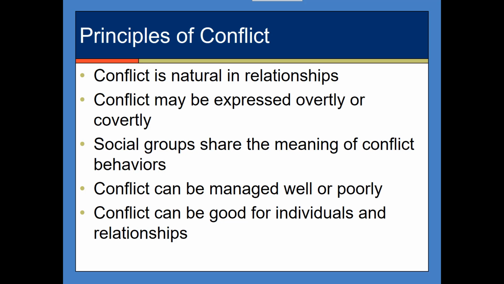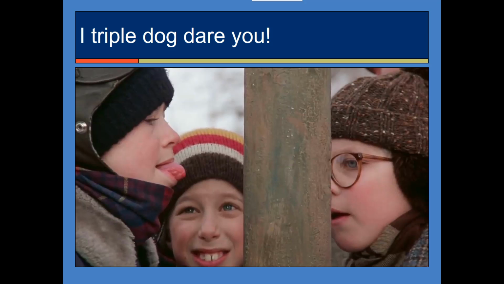Social groups share the meaning of conflict behaviors, and whenever I read that line, or whenever I think about that principle of interpersonal communication, I always think about the scene from A Christmas Story, where the guy in the middle dares the guy to stick his wet tongue to the flagpole to see if it will freeze to it. And in that conflict, he engages in a breach of etiquette by skipping straight to the triple dog dare, from the double dog dare. And that's just really indicative of how conflict means things to certain groups.